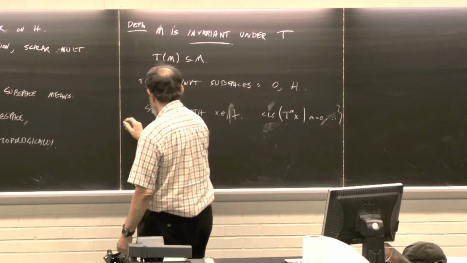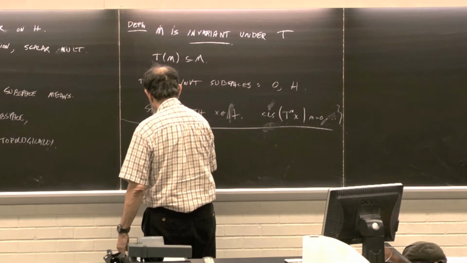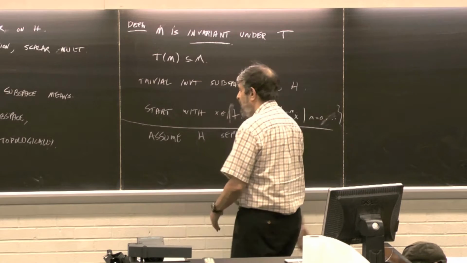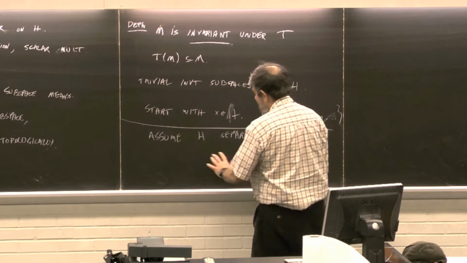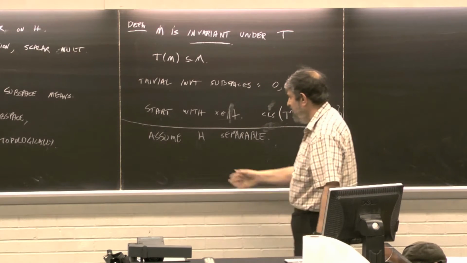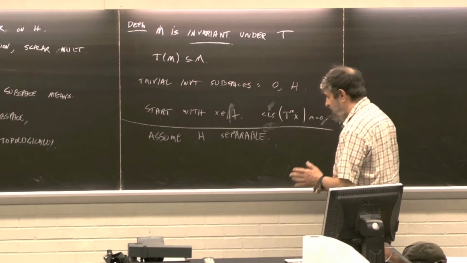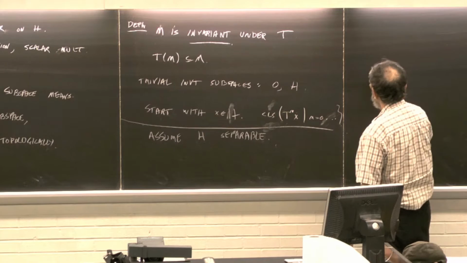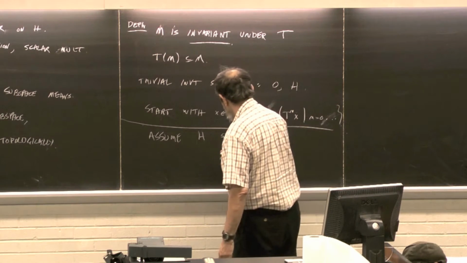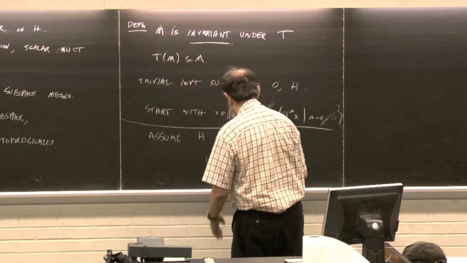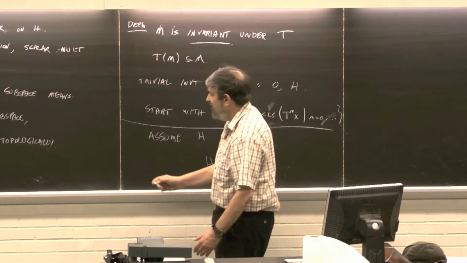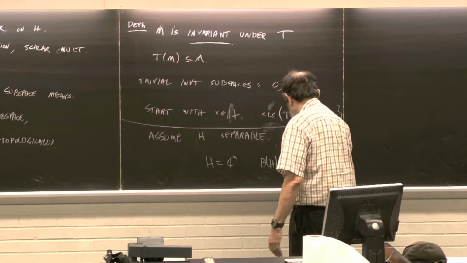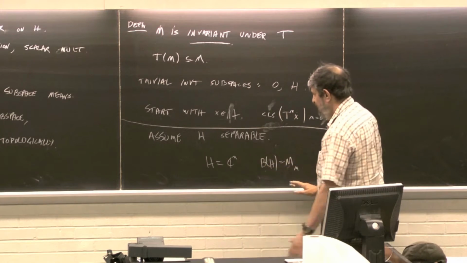So from now on, we will assume that our spaces are separable. One case when we of course know the answer is finite dimensions: every operator on a finite dimensional space does have non-trivial invariant subspaces. When H is finite dimensional, I'll sometimes write C^n, and instead of B of H, the bounded operators, I just write M_n, the n by n matrices. That way you know I'm talking about the finite dimensional case.